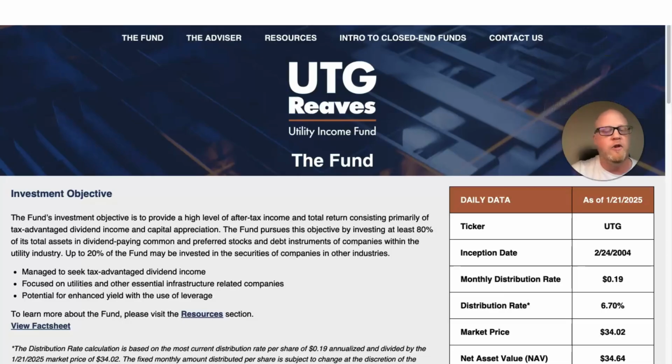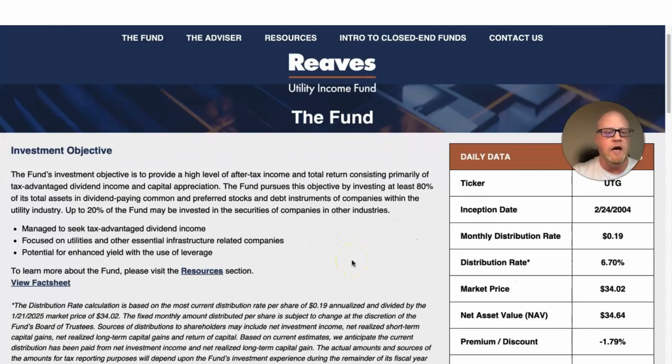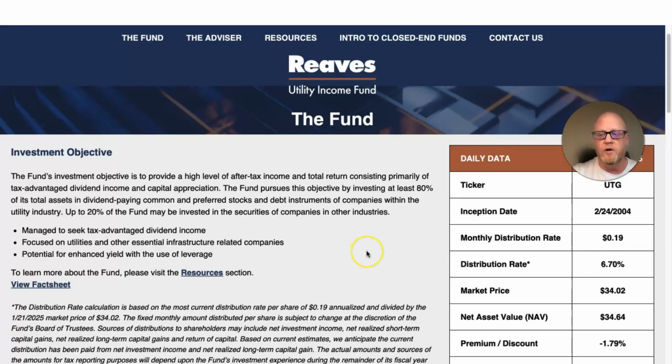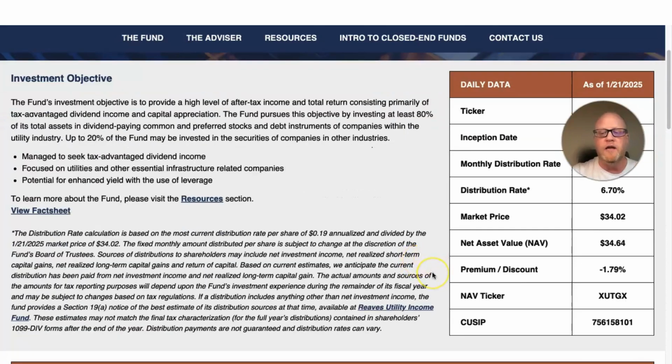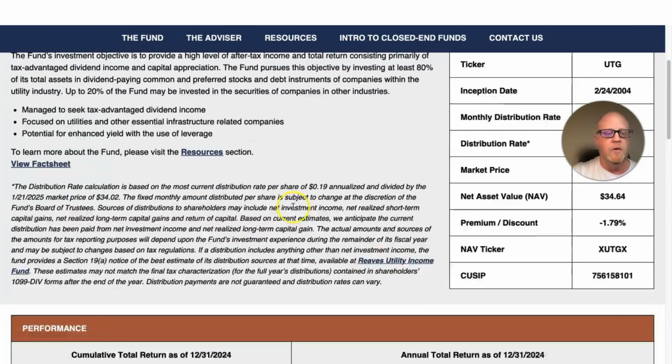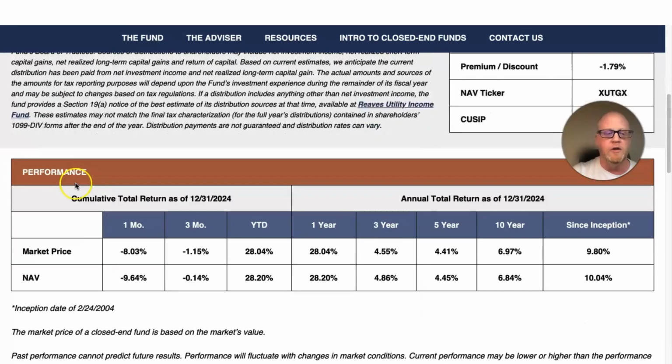All right, and last up for the different closed-end funds that I hold, this one is UTG, the Reaves Utility Income Fund. So as the name implies, it primarily invests in companies in the utility industry, but up to 20% of the portfolio might be invested in other industries. It started in 2004, and it has a fixed monthly distribution rate of 19 cents per share, which gives a distribution of approximately 6.7% right now. The net asset value and market price are very similar. You get a slight discount on the net asset value, but it's pretty much right in line with what would be expected based on the underlying holdings.